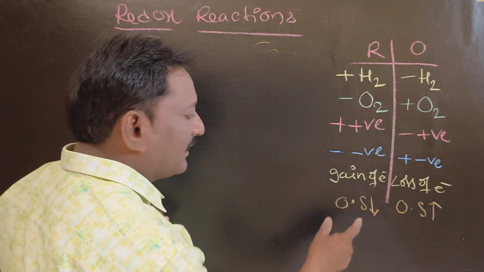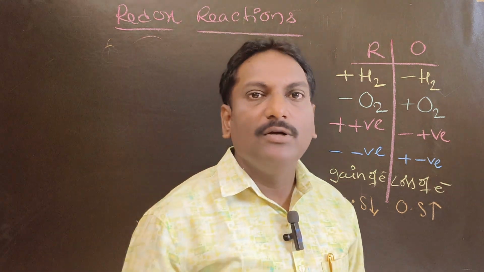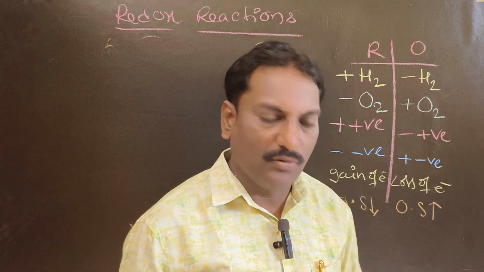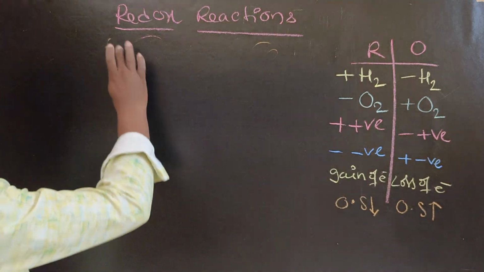Okay, right. So let us take one equation, and with the help of that, let us understand what is oxidation and what is reduction in the given reaction. I would like to take a very simple example.